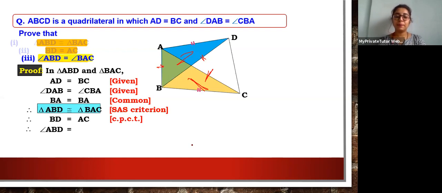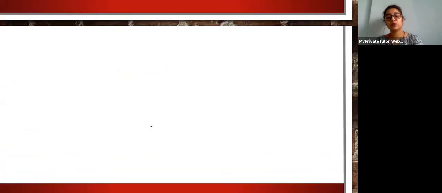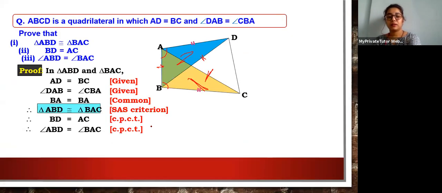So angle ABD is equal to angle BAC. How? Again, both of these angles, this angle and this angle, are part of the triangles which we proved congruent, and therefore angle ABD is equal to angle BAC by CPCT.